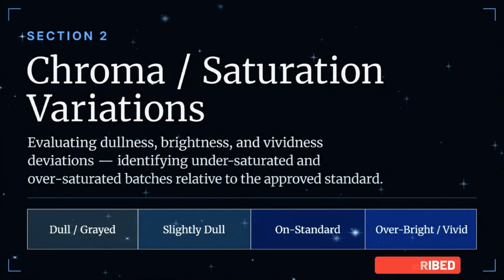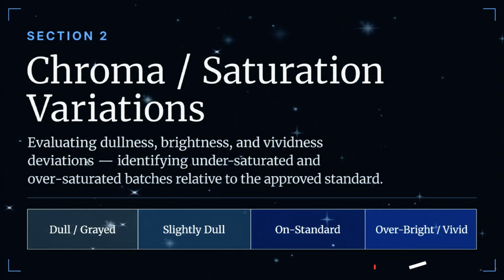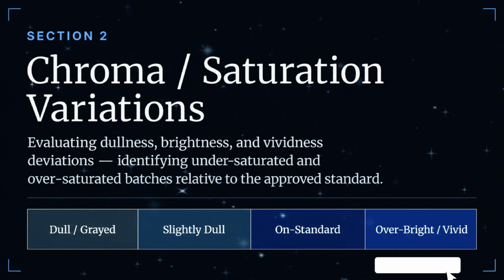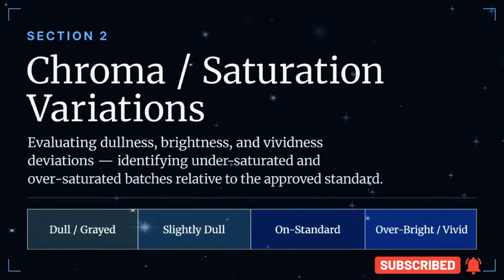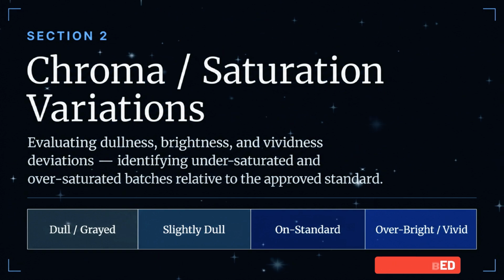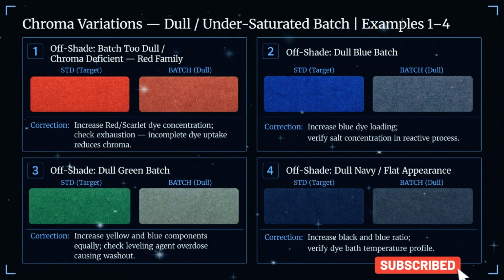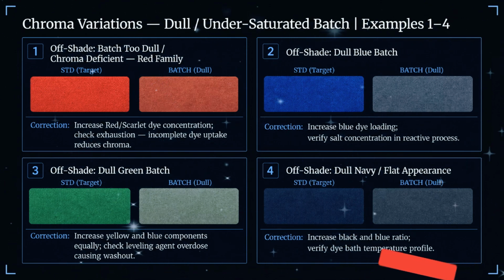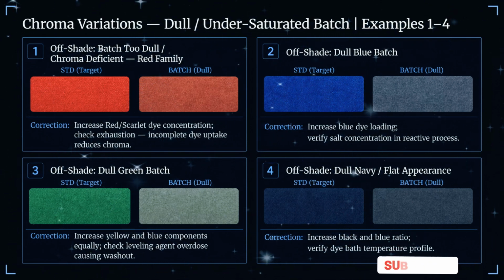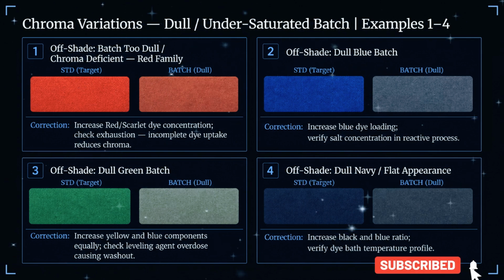Section 2 focuses on chroma or saturation variations. This involves evaluating deviations in dullness, brightness, and vividness, and identifying undersaturated and oversaturated batches relative to the standard. These examples show dull or undersaturated batches. We cover batches that are too dull, dull blue or green, and dull navy. The corrections often involve increasing dye concentration or verifying process parameters.